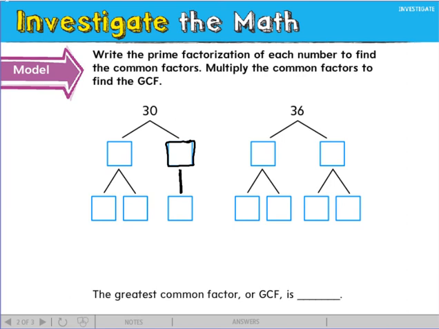So, somebody tell me 2 factors of 30, and one of them needs to be prime. 3 times 10. So 10 is not prime, it goes over here. 3 is, it goes here. My 3 is going to come down to my next box. Now I need 2 factors of 10. 5 times 2.